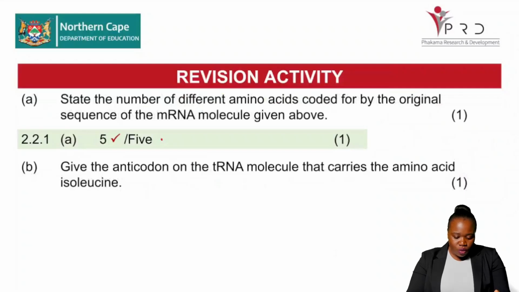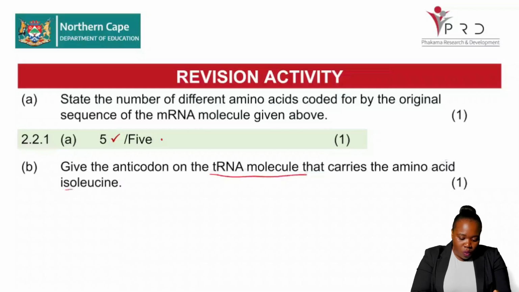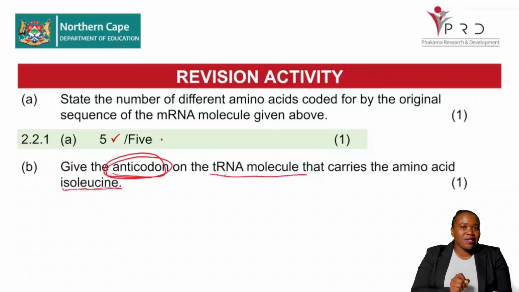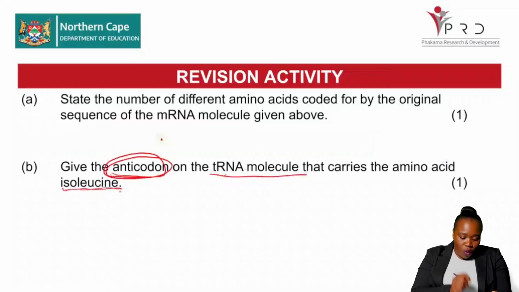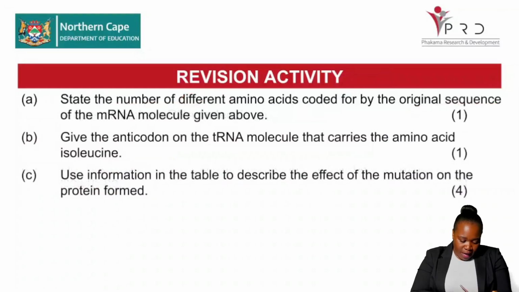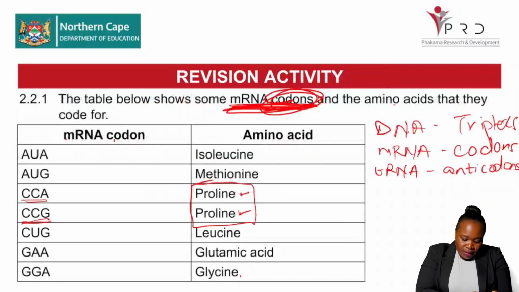B, give the anticodon on the tRNA molecule that carries the amino acid isoleucine. Right. So now, if we are looking at the anticodon for isoleucine, it means that we must first check the codon for isoleucine and then give the anticodon. The question wants the anticodon for isoleucine. What do you have? You have the codon for isoleucine. Right? Let's check the codon for isoleucine.